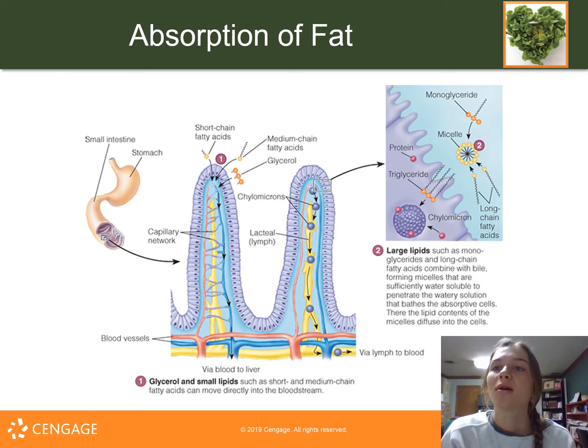And so this diagram does a good job at explaining what we just went over in the last slide. With glycerol and small lipids, such as short and medium chain fatty acids, those can move directly into the bloodstream, whereas the large lipids will have to go through that process of forming into the micelles and then getting absorbed across the membrane and then turning into the lipoproteins so that they can be carried and transformed through the body.